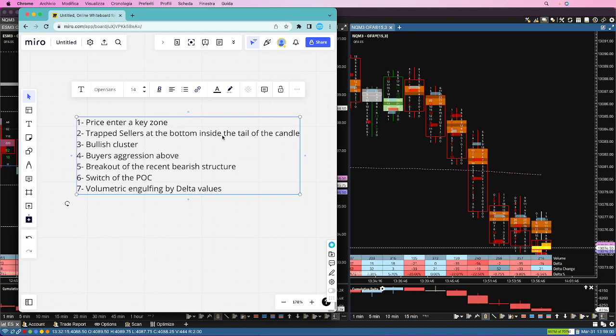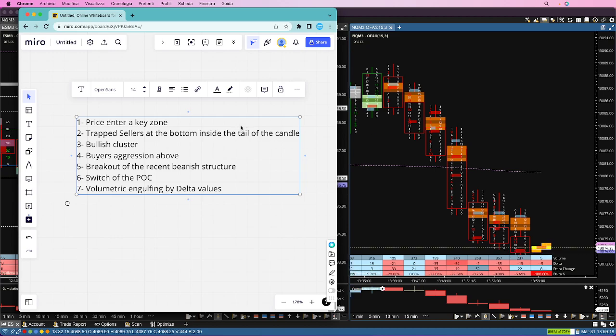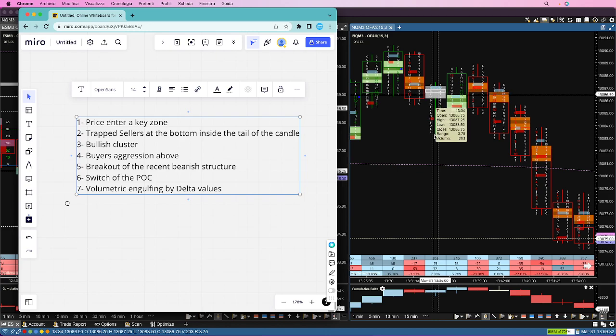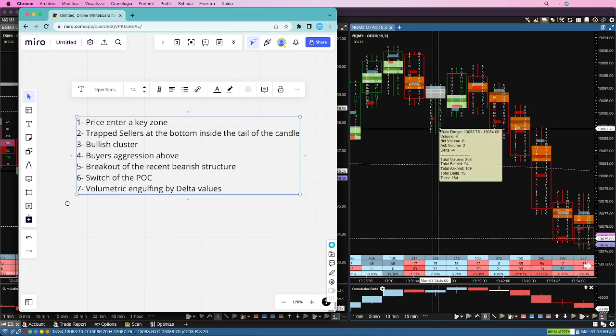Second, trapped sellers at the bottom inside the tail of the candle, or trapped buyers at the top inside the tail of the candle. The tail is very important because it means aggression. For example here, why is there this tail? Because price wanted to go down and then there was a strong bullish pressure that pushed the price up. So it means that here there is bullish pressure.